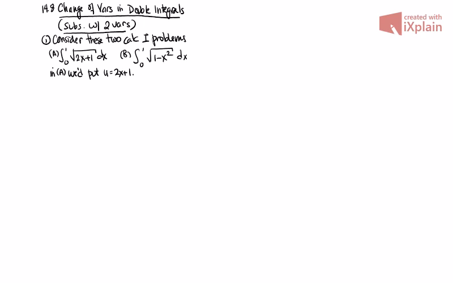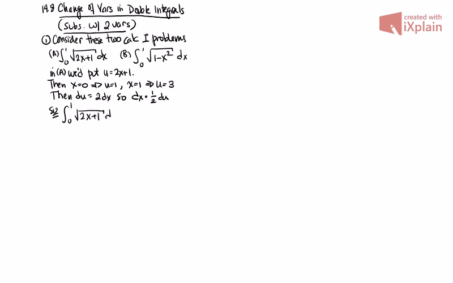So then we change the limits of integration. Then x equals 0 becomes u equals 1, and x equals 1 becomes u equals 3. And then du becomes 2 dx, so dx becomes 1/2 du. So when all is said and done, this integral gets changed into a new integral, 1 to 3 of the square root of u times 1/2 du. And then you just charge ahead, go from there.